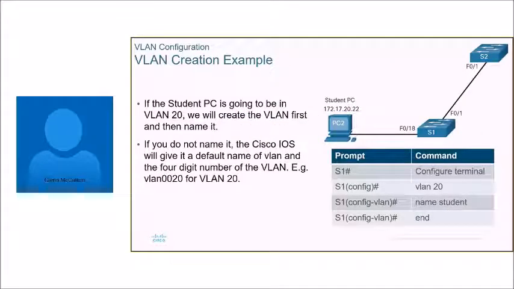So if the student PC is going to be on VLAN 20, we will create the VLAN first and then name it. Here's the example: configure terminal, VLAN 20, name student. And then that's done. If you do not name it, the Cisco IOS will give it a default name of VLAN and its number, so VLAN0020, and that will be its name. Not very informative, but yeah.